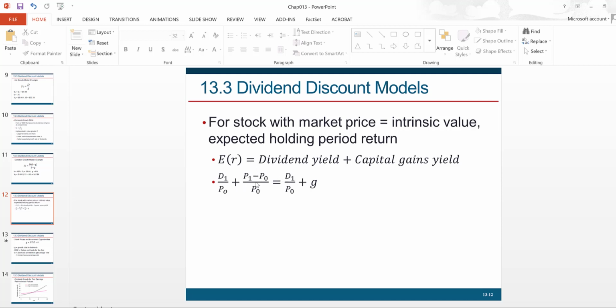And in fact, the capital gains yield is the same as the growth rate because the prices are also expected to grow at the same rate as g. So I can write this as D1 over P0 plus g, and that is the expected return or the required rate of return.